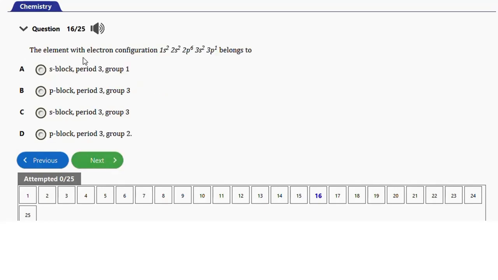Next question will be this one. It says the element with electron configuration belongs to, so this is, let's check, we have 10, 12. This is aluminium. So aluminium is in block P. P block is in period 3 and is also in group 3. So the right option is option B. P block, period 3 and group 3. So that's it, option B.